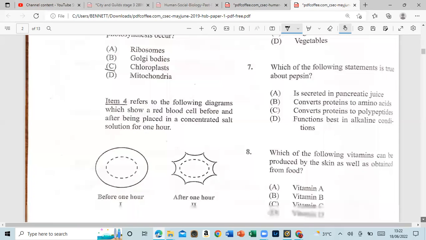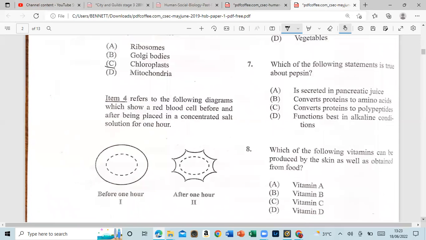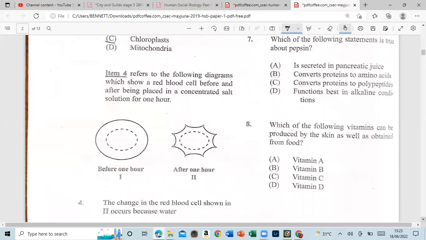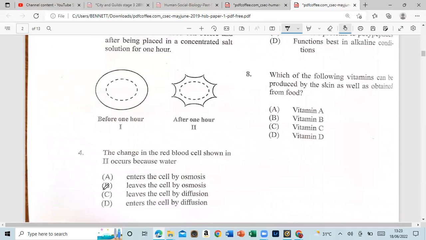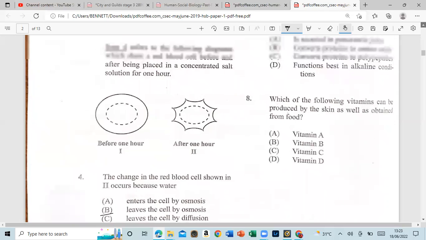Number 4. Refer to the following diagram, which shows a red blood cell after placing it in a concentrated solution for 1 hour. The change in the red blood cell shown in 2 occurs because water leaves the cell by osmosis, from a dilute to a concentrated area. Let's move on to number 5.